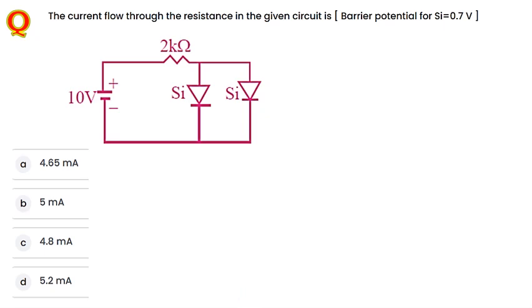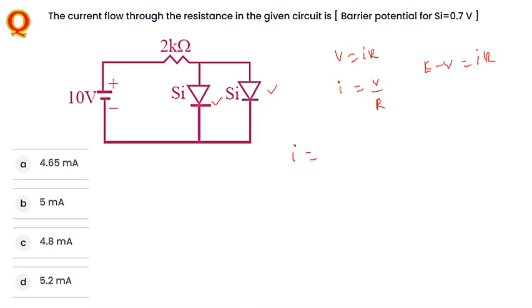Similar concept, according to Ohm's law, V is equal to I into R. So they are asking about the current, I is equal to V divided by R. In the previous case we have seen E minus V is equal to I into R. In this case both are connected in parallel. Consider the diode like a resistance. Since both are connected in parallel, the potentials will be the same, only the current will vary.